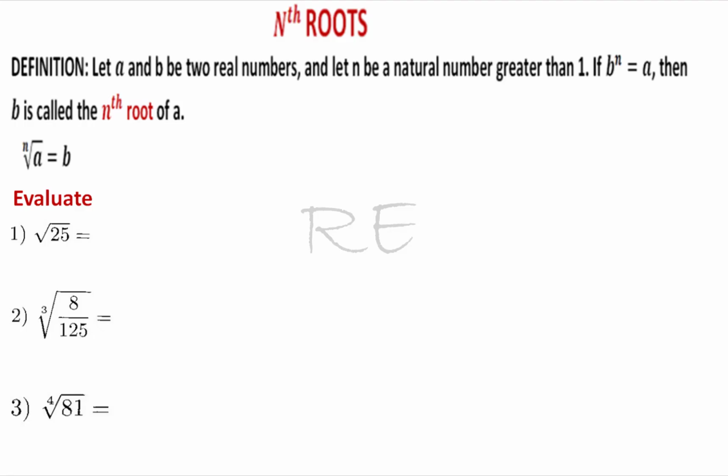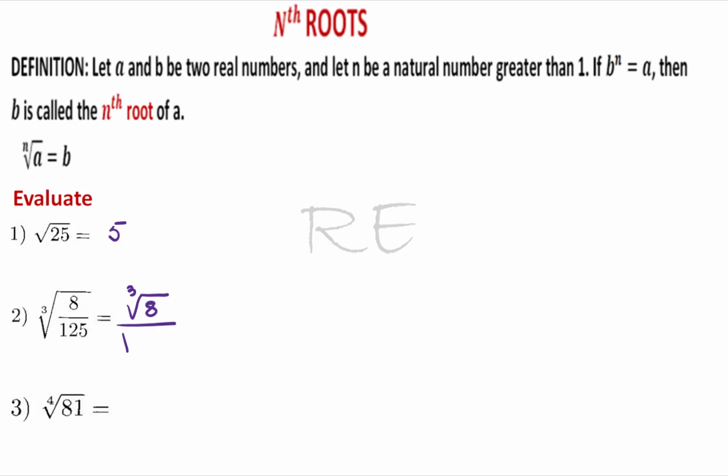Let A and B be two real numbers. Let N be a natural number greater than 1. If B to the power N is equal to A, then B is called the nth root of A. Square root of 25 is equal to 5.